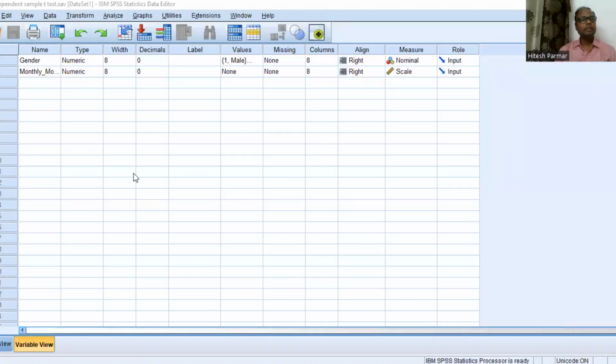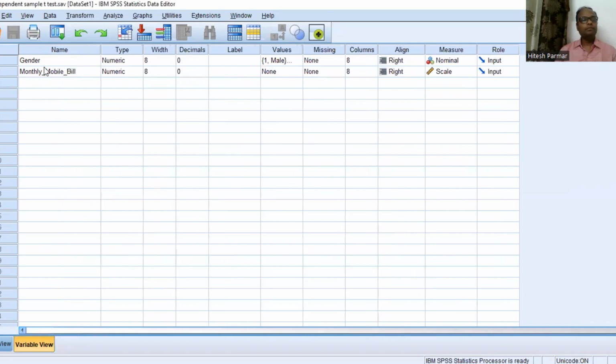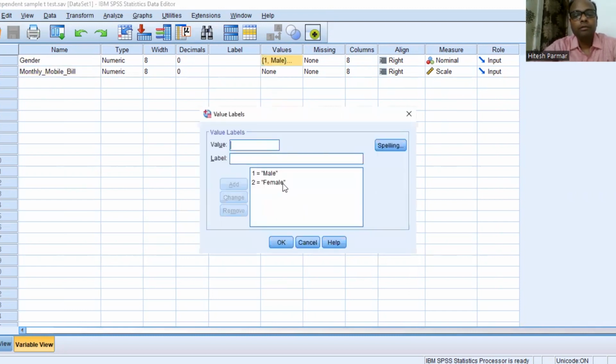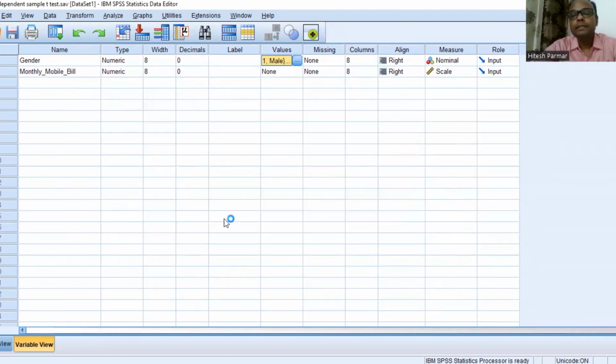So let me share my screen. You can see here there are two variables, gender and monthly mobile bill. The data file is shared with you. You can also practice along with me. Now, the two variables, gender and monthly mobile bill, where we have coded male as 1 and female as 2. And monthly mobile bill is a scale variable. It is measured in terms of rupees.